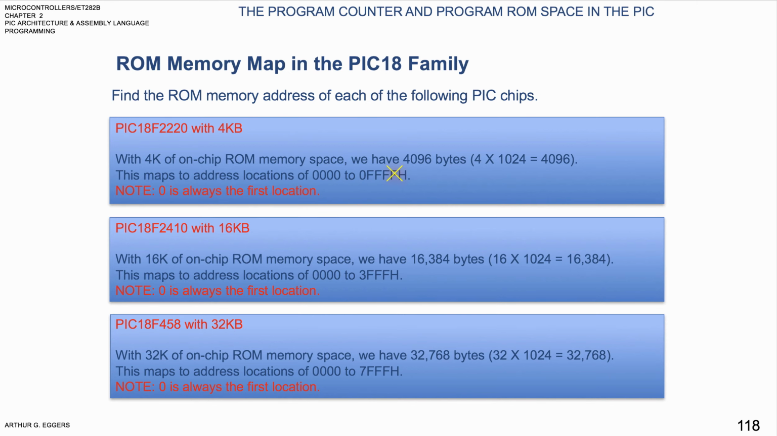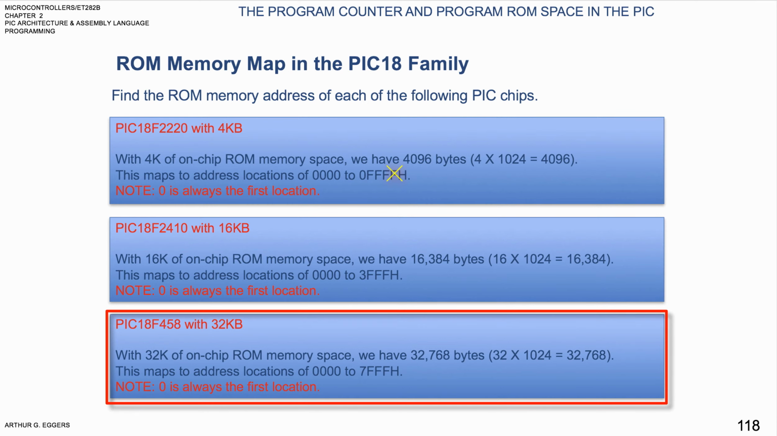And then finally, in the last one, for the PIC-18F458 with 32KB, this 32K of on-chip memory space, we have 32768 bytes, or 32 times 2 to the 10. This again maps to the addresses of 0000 to 7FFF in hex.